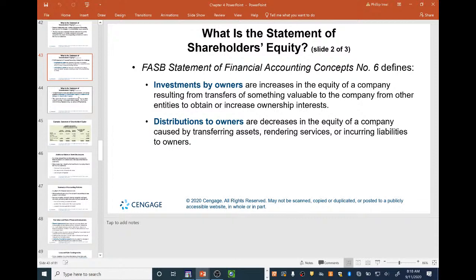FASB Statement of Financial Accounting Concepts number 6 defines these terms. Investments by owners are increases in the equity of a company resulting from transfers of something valuable to the company from other entities to obtain or increase ownership interests. So obviously that's investments by owners, money's coming in, right? Distributions to owners are decreases in the equity of a company caused by transfers of assets, rendering services, or incurring liabilities to owners. So investments by owners, money or assets coming in; distributions to owners, money or assets going out, services going out, right? Pretty simple.